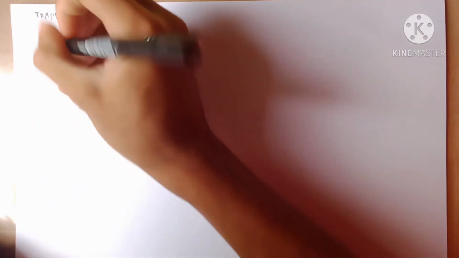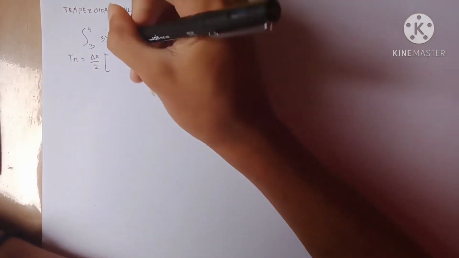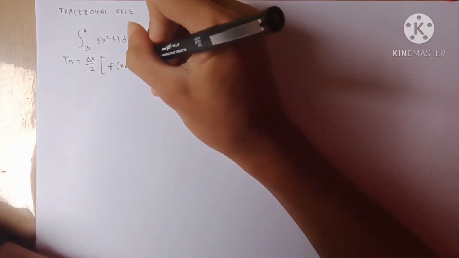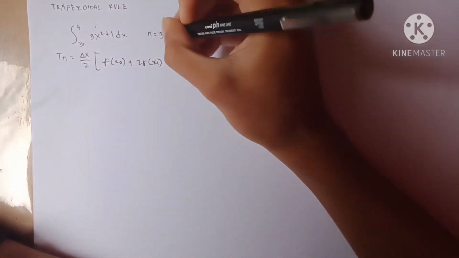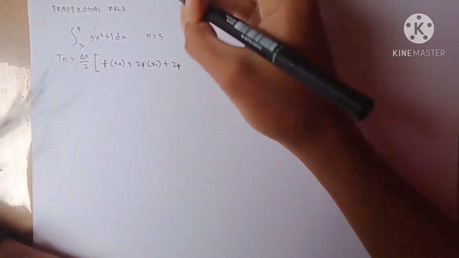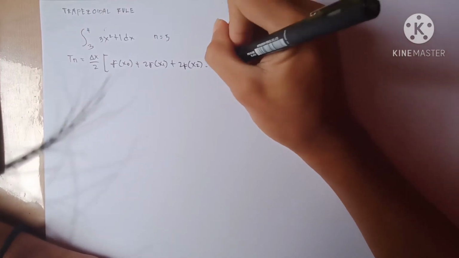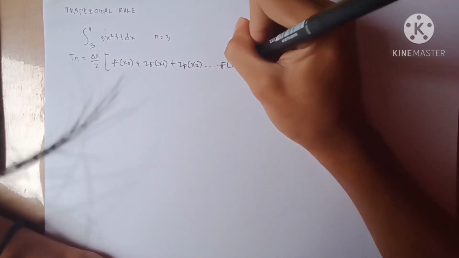Una, isusulat natin ang formula ng trapezoidal rule. Ang kanyang formula ay T sub n equals delta x over 2, bracket, f of x sub 0 plus 2f of x sub 1 plus 2f of x sub 2 and so on. Then the last is x sub n.